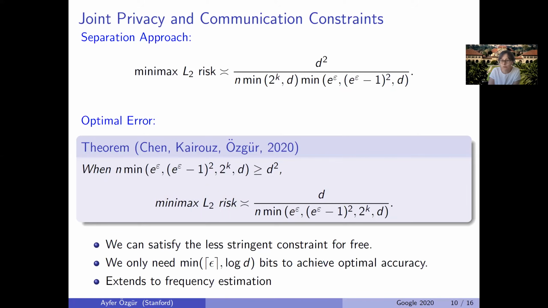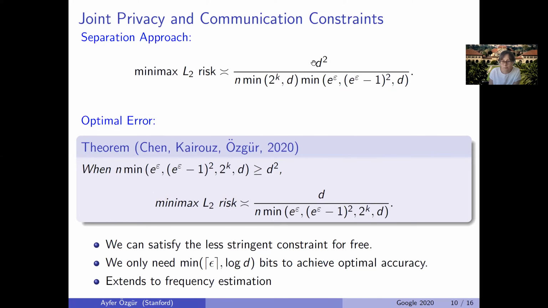But it turns out that if you do that, you will suffer a double penalty, once for the privacy constraint and once for the communication constraint. So your risk now will scale like d squared instead of d in the case when you have only one of these constraints.